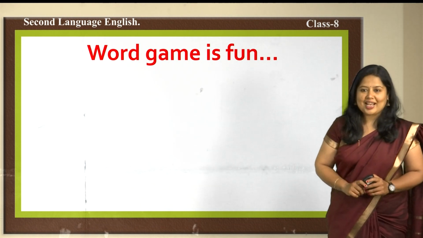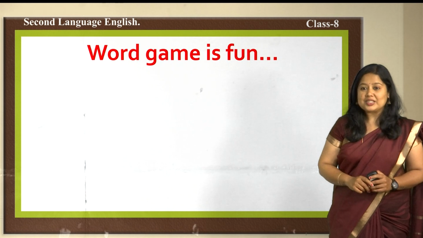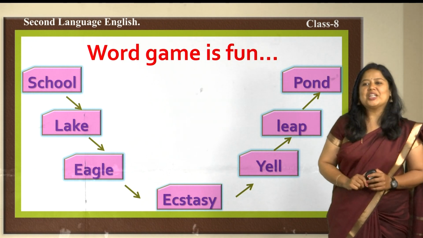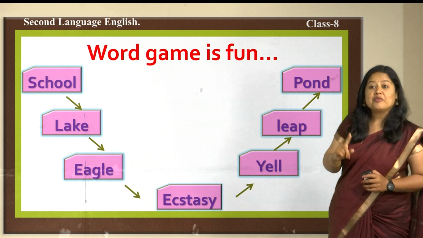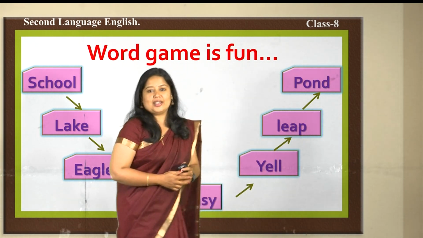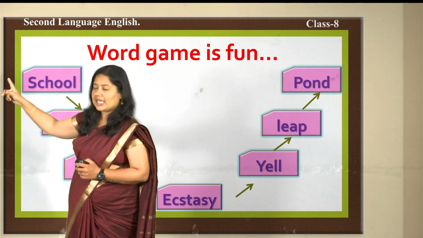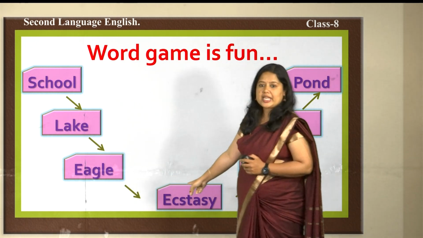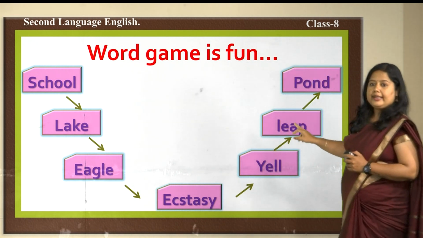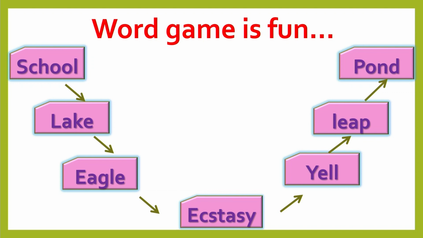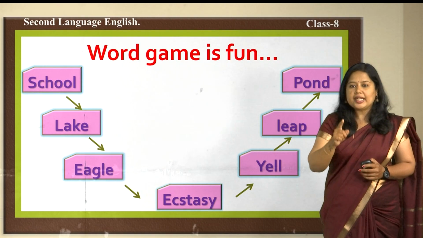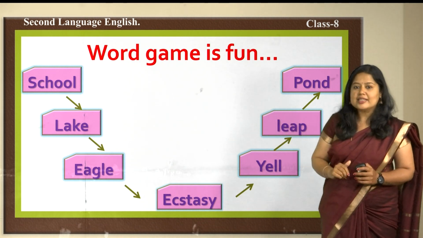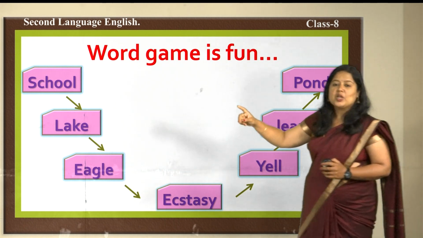Before starting today's class, we have a word game. This is a very special kind of word game that you have today. There are some words which come in a circle. We should not forget the circle form while playing this game. Here are some words: school, lake, eagle, ecstasy, yell, leap and pond. And these words are chain linked with each other. You cannot skip, jump or go to the last word immediately. Why? Because I have made this chain using a link.